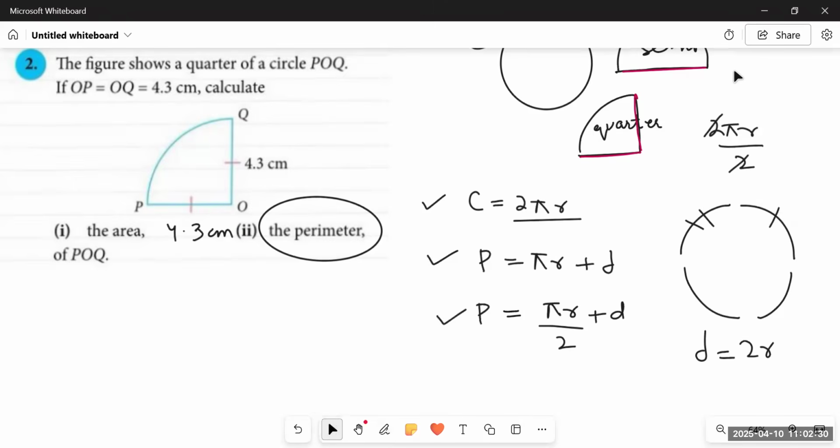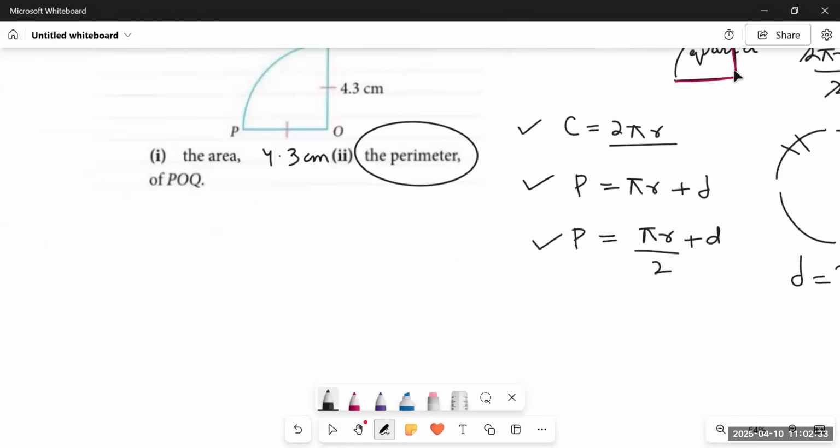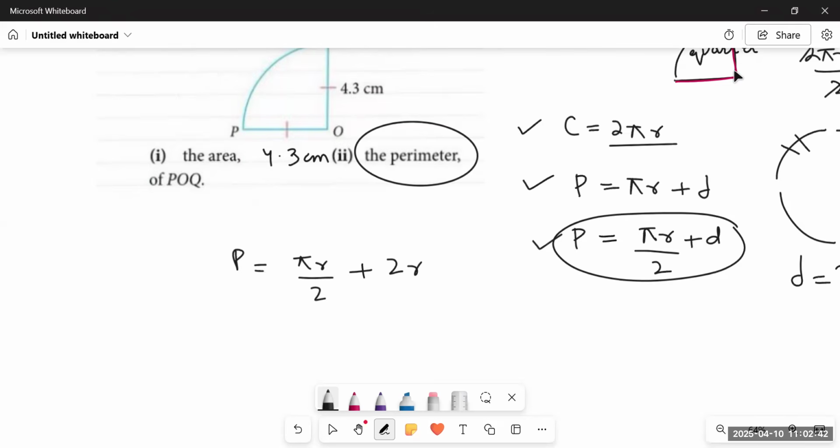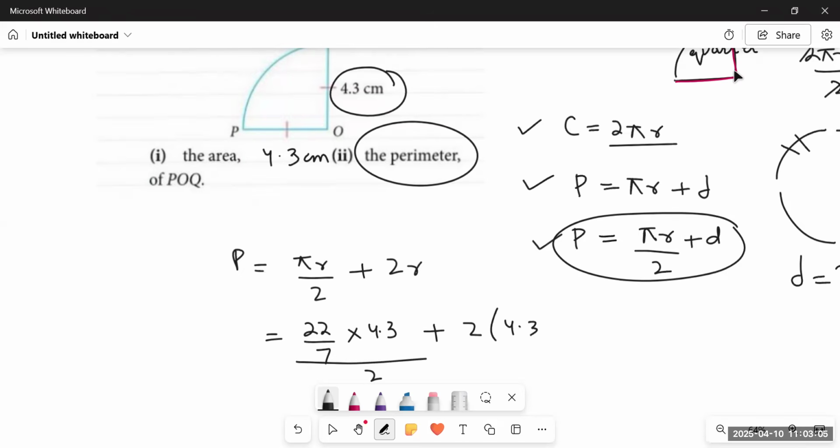How can we find the perimeter? It's very simple. We will use the third formula, that is pi r upon 2 plus 2r. Why am I using 2r instead of d? Because I'm provided with the value of radius and not the diameter. So when I double it, it becomes the d. 22 upon 7 multiplied by 4.3 upon 2 plus 2 multiplied by 4.3. Now let us solve it.